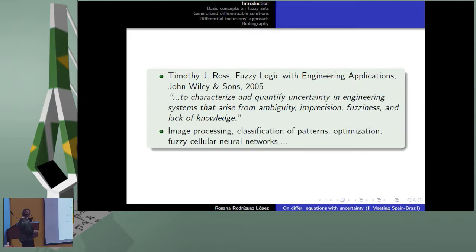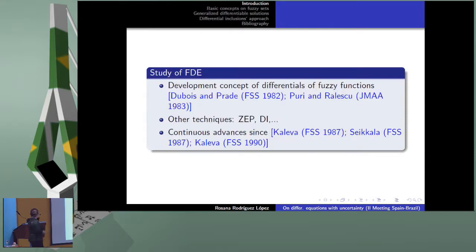Of course, there are many fields where these kinds of concepts and tools have applications. I have put some of them there: image processing, the study of patterns, optimization, neural networks. There are many fields where you can find applications. So, starting with the first approach I am going to speak about.